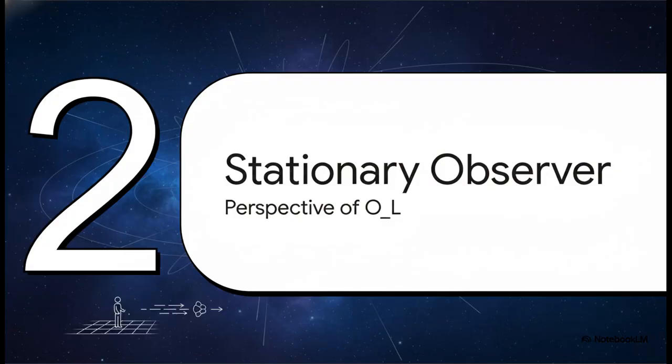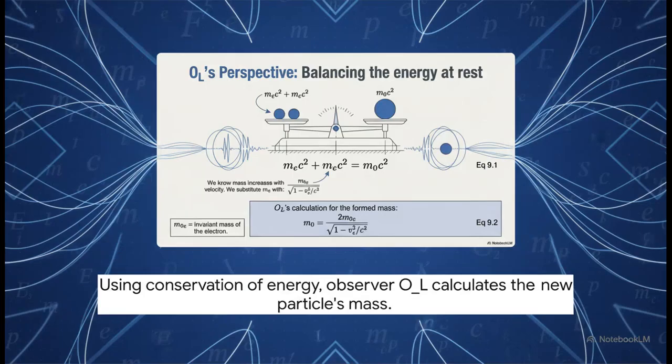All right, let's start with our first witness. What does this whole collision look like from the perspective of our stationary observer, OL? For OL, the whole scene is perfectly balanced, totally symmetrical. Two particles come in, they collide, and one brand new particle is created, sitting perfectly still. So OL can pull out one of the most sacred rules in physics, the conservation of energy. It just means the total energy of those two moving particles before the crash has to equal the rest energy of the new particle after the crash.